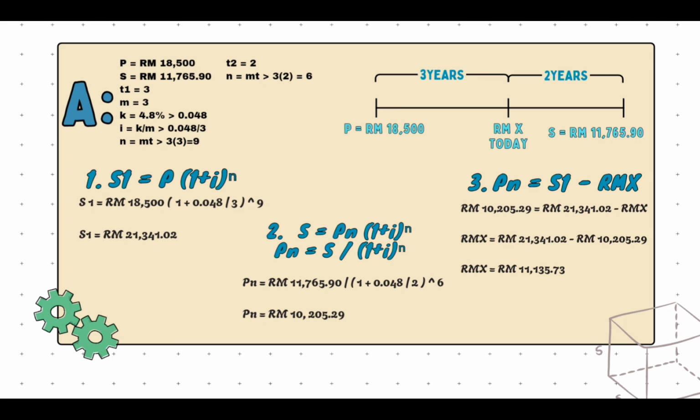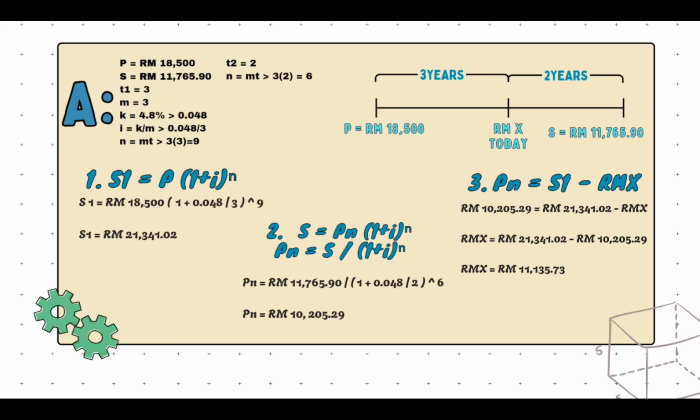Step 2. Present value of the final balance. Next, we find P new, the present value of the final balance at the time of the withdrawal, using the rearranged present value formula. P new equals S divided by (1 plus I) to the power of N. So, P new equals 11,765.90 divided by (1 plus 0.016) raised to the power of 6. So, the result is P new equal to 10,205 ringgit and 29 cents.